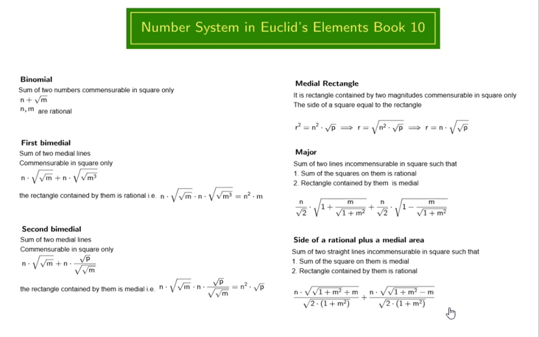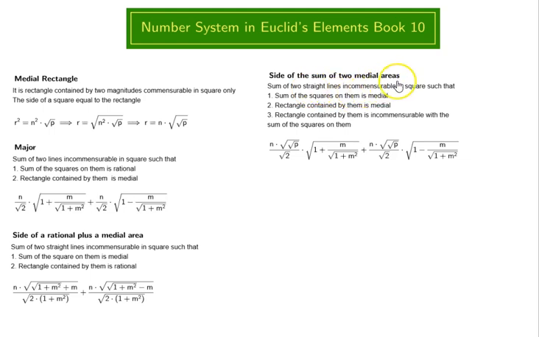So basically what Euclid does is, whenever he talks of multiplication, he doesn't say multiply. He says the rectangle contained by those two magnitudes. So basically rectangle means the area of the rectangle, which is nothing but length into breadth, which is what these two represent in a rectangle. So that is why he says the rectangle contained by them is rational.